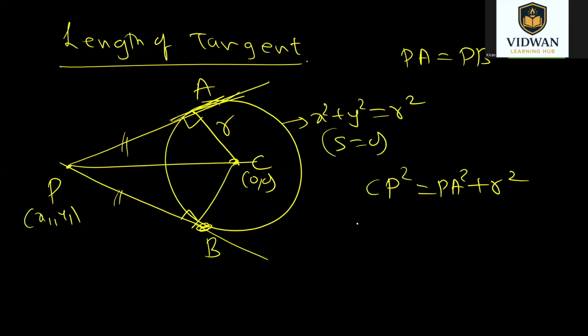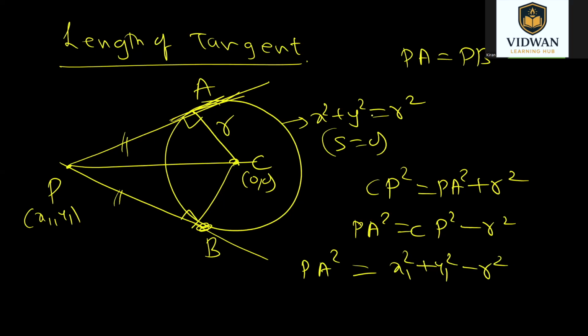So PA square is nothing but CP square minus r square. And therefore, what is PA square? CP square means distance between C and P whole square, which is x1 square plus y1 square. From that, you are subtracting r square. Clearly, if this is the circle S, this will be S11. The purpose of writing this S11 is, even if I change this circle, whatever circle I consider, I'll call it S equal to 0, and this will always be S11.